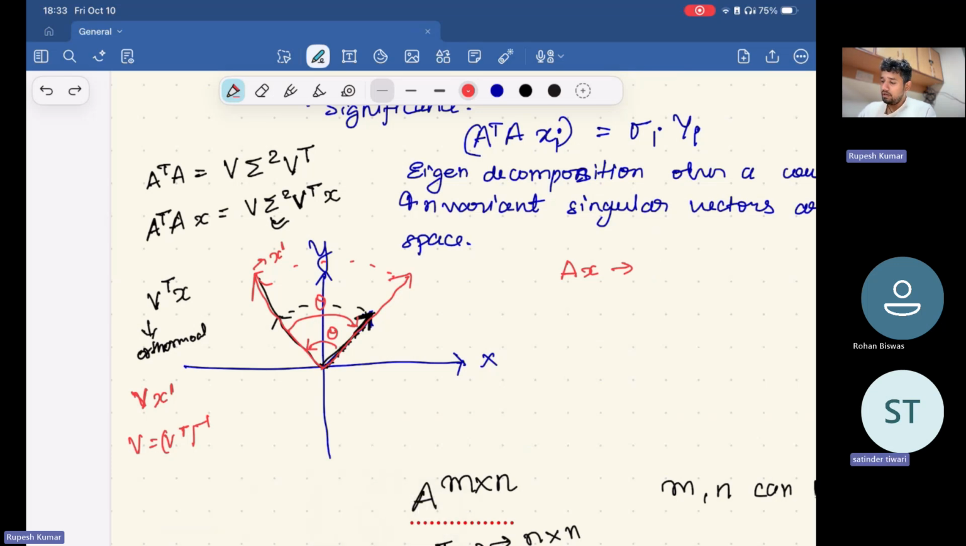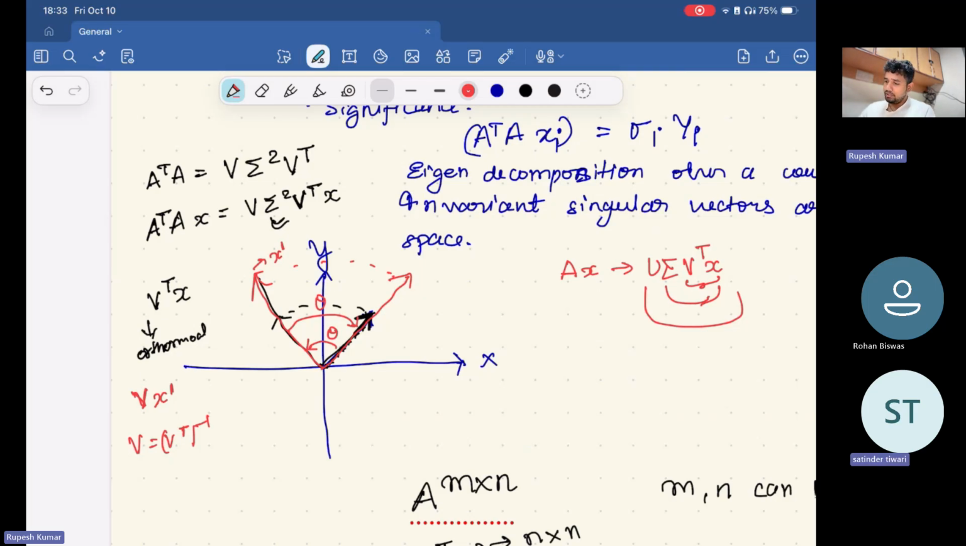Using the singular value decomposition, I guess this might be a good question: what does this operation mean? V transpose X is basically rotating the vector, then sigma is scaling the rotated vector, and U is again rotating the vector into some other space, right? So overall action is just scaling, nothing else? No, basically rotation and scaling, both things are happening, right?